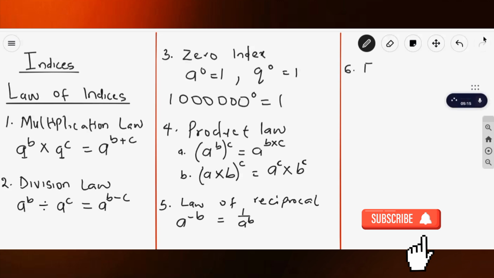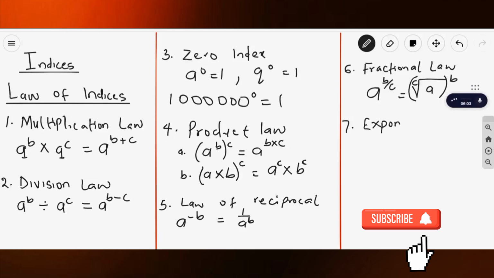Then you have the fractional law. This says that when you have a base raised to a fraction, then the denominator of the fraction becomes the root to the base, and the numerator of the fraction becomes the power to the base.